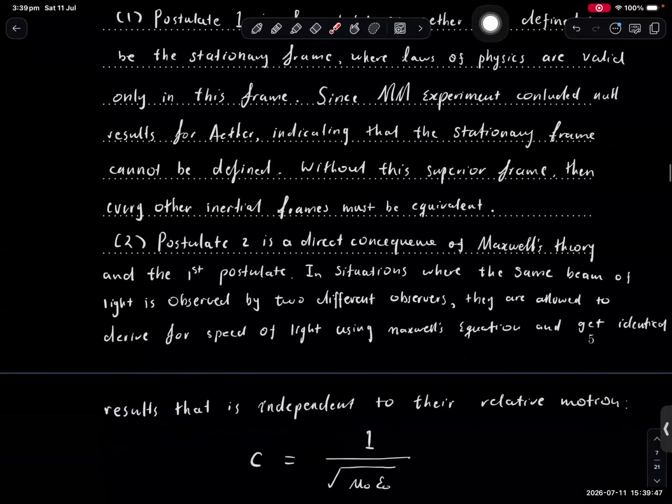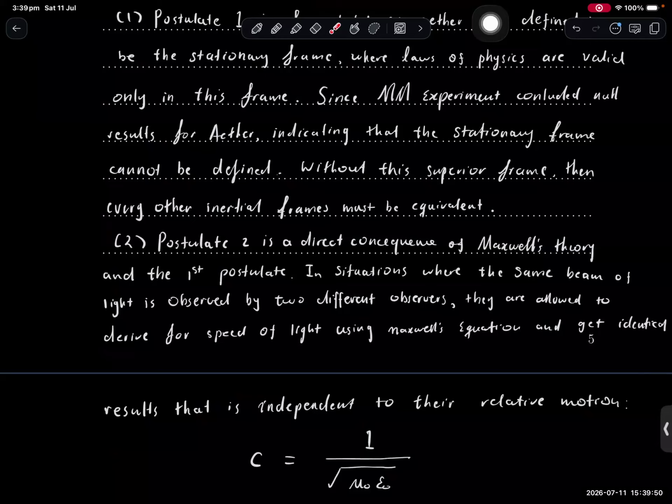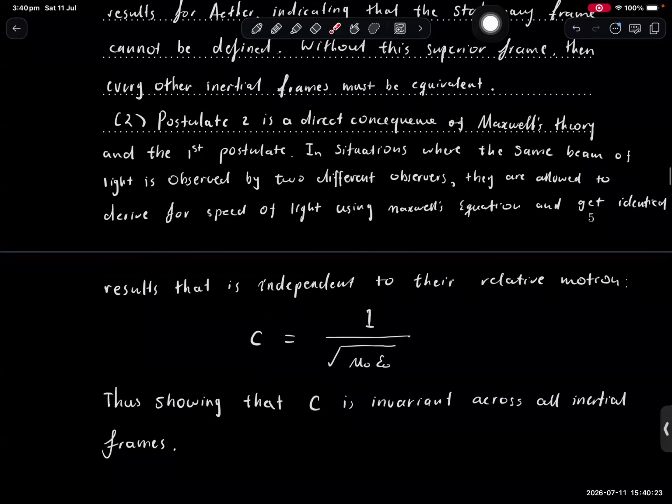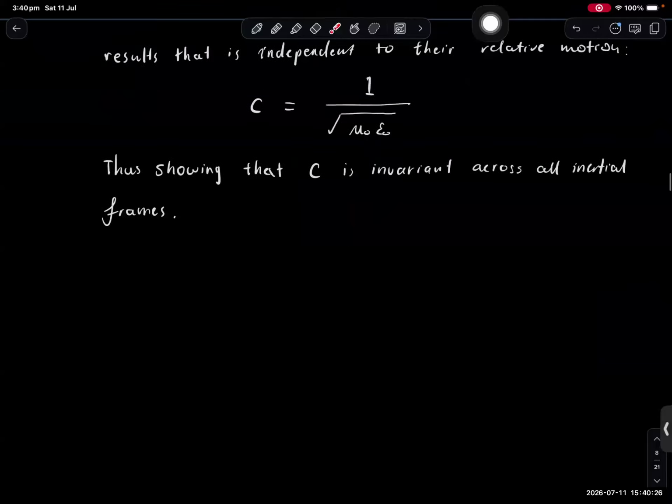Postulate 2 is a direct consequence of Maxwell's theory, and also the first postulate. In situations where the same beam of light is observed by two different observers, they're allowed to derive the speed of light using Maxwell's equations. Since everyone has the right to use Maxwell's equations without any modification, because of postulate 1, they should just look at that beam of light and conclude the speed of light to be equal to this equation. But this expression is independent of the motion of the observer, which means every observer measures the speed of light to be the same value. Okay? Right, let's move on.